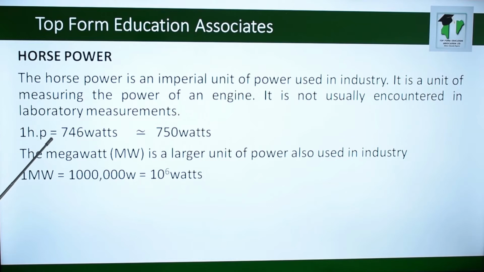Now 1 horsepower is equal to 746 watts, which is approximately 750 watts. So I want you to know this 746 watts is the equivalent value of 1 horsepower in industries. The megawatt is a larger unit of power also used in industry. 1 megawatt is 1 million watts, that is 10 raised to the power 6 watts.